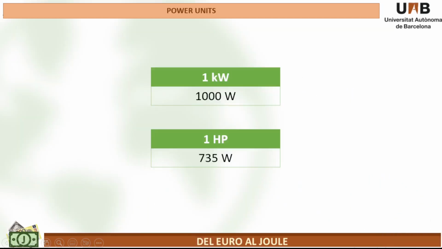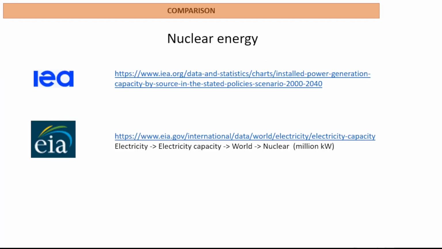Now let's talk about power. In this case it's more simple. We have the kilowatt, that is a multiple, or gigawatt, as we will see, and then we have the horsepower, that is not so used, so you don't have to worry about this. But yes, for the multiples of the watt.